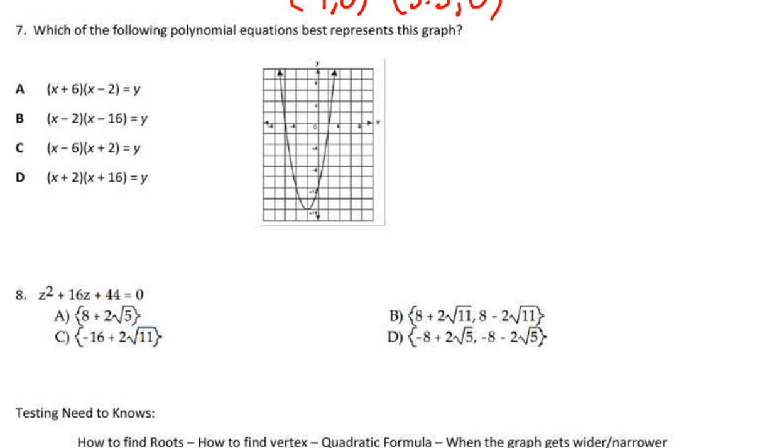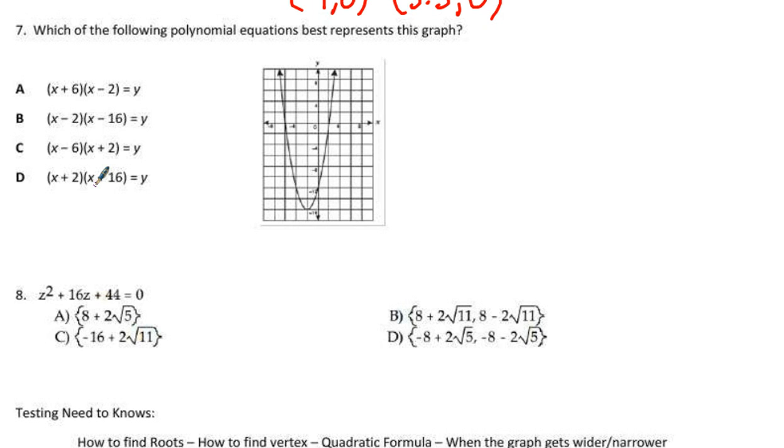All right, number 7. Number 7, which of the following polynomial equations best represents this graph? Okay, so I could just go and plug each of these equations in if I wanted to, but I want you to pause and look at those for a second. What does that look like? What do these things over here look like? Hopefully you're thinking, well, it kind of looks like those factoring things that we were doing.